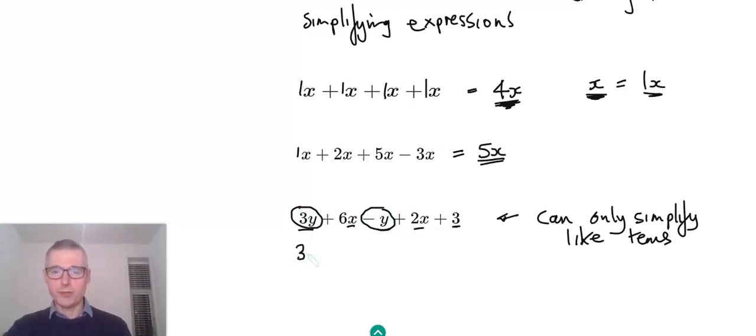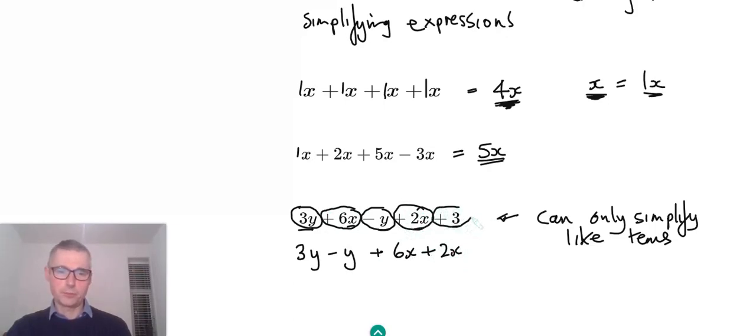So I've got 3y, and I'm going to move the y, and it's very important to move the sign that's attached. We can think of the sign in front of the letter as being attached to it. So that becomes 3y take away y. Then the next thing I'm going to do is take plus 6x and write that there. And I'm going to take the 2x and write that there, including the sign that's in front. And then I've just got this plus 3, and I'm going to write that at the end.